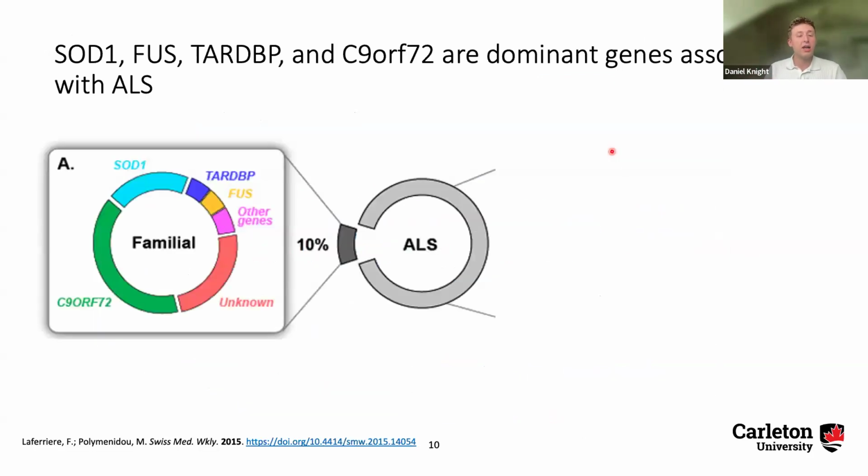So as I said, about 10% of cases are familial, and within this familial umbrella, C9orf72 and SOD1 are the most common genes. About a quarter of them are still unknown and those relationships are still being established, but there are a number of other genes that have small implications as well.